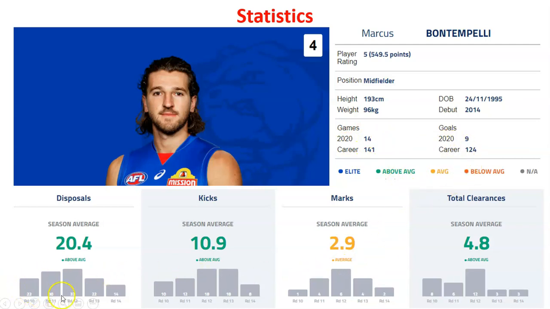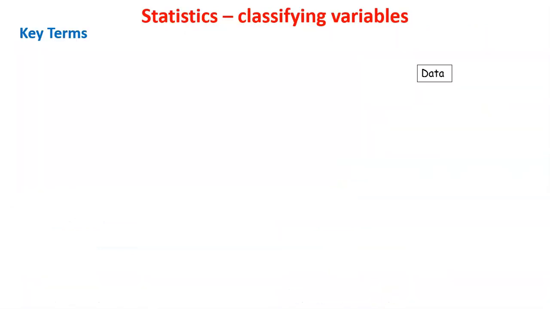You'll notice down here that they've actually shown statistics also in a graphical way. Okay, so we can see that we've got our round 10 through to round 14, and it talks about the number of disposals or kicks. So it's actually been shown a couple of different ways. They've even used color coding to try and help us understand different types of statistics. So this is a bit of a practical understanding for us as to how statistics is used.